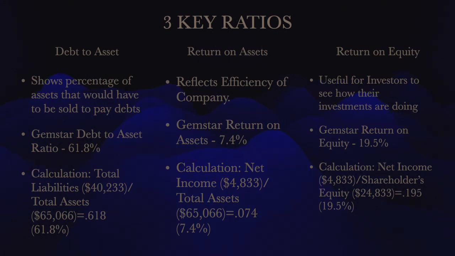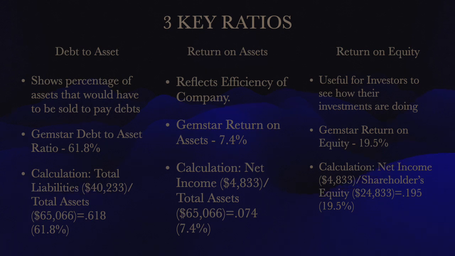In this case, we have $40,233 worth of total liabilities that we will divide by the $65,066 of total assets, which gives us a number of 0.618 or 61.8%. This percentage shows how much debt our company owes when compared to the assets we own. Essentially, it shows what percentage of assets we would have to sell to pay off our debts.